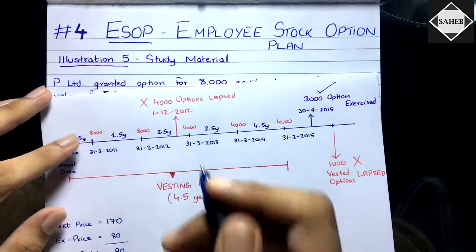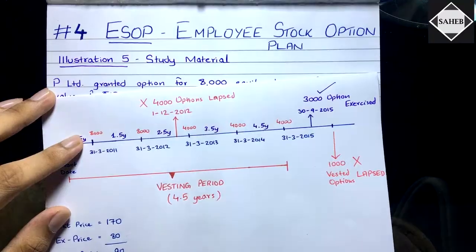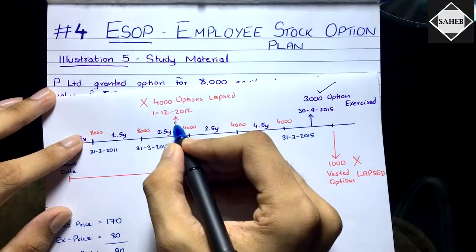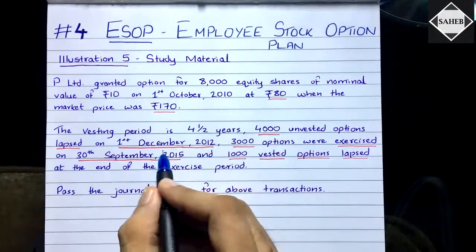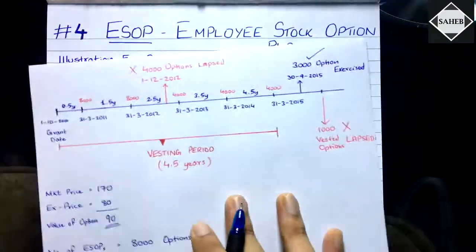So what you have to do? You have to cancel those options, right? So see here, what will happen? In which year has it happened? 1st December 2012. So take a note of that properly.